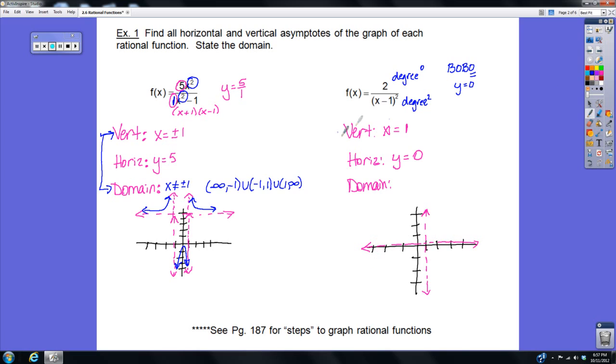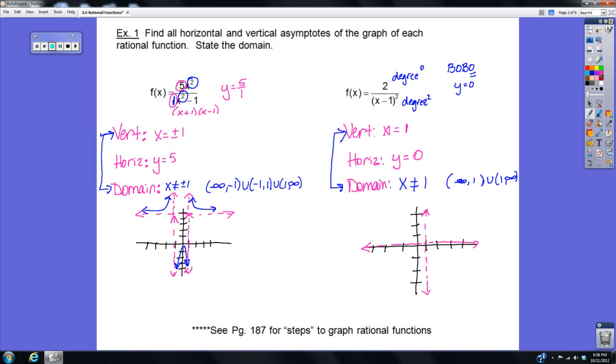Just explain this. Your vertical asymptote and your domain are directly connected. If I have a vertical asymptote at x equals 1, then what does that tell me about my domain? It tells me that x cannot equal 1, because if I put a 1 in here, 1 minus 1 equals 0, and that's a big no-no. You cannot have a 0 in the denominator. So my domain is limited. x cannot equal 1, or negative infinity to 1, union 1 to infinity.